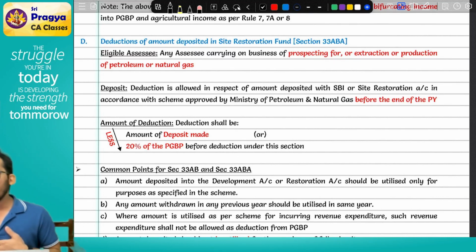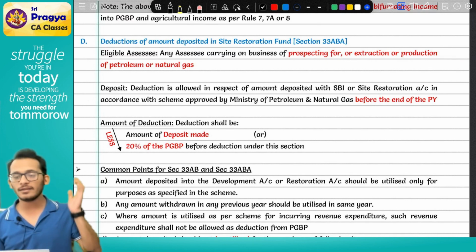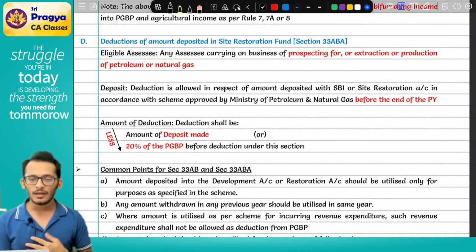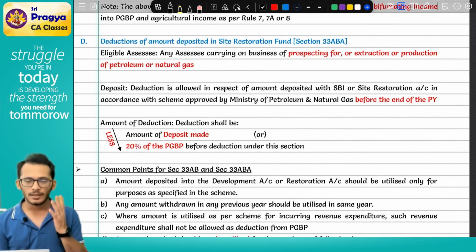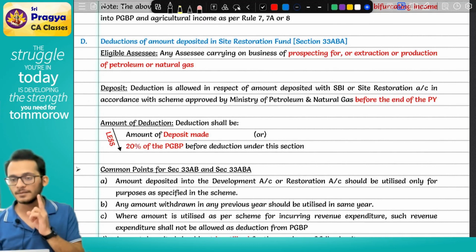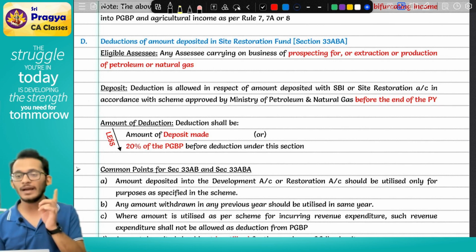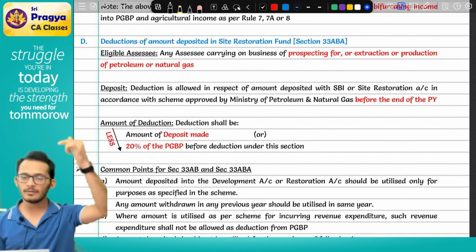Yes. Rahul, I deposited money in this fund. Tomorrow after I got the deduction, I withdrew the money and I'm using it for normal business. Do you think income tax will be happy? No. Income tax said, if I am telling you the purpose, follow the purpose. If you do not follow the purpose, if you violate my conditions, the deduction you claimed earlier will become taxable right now.